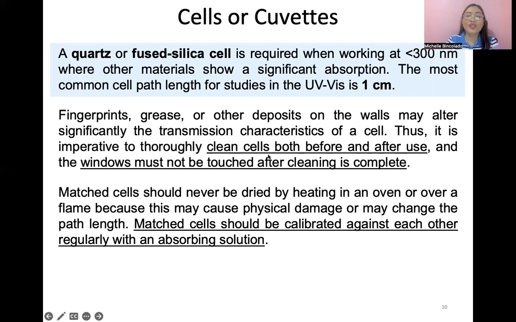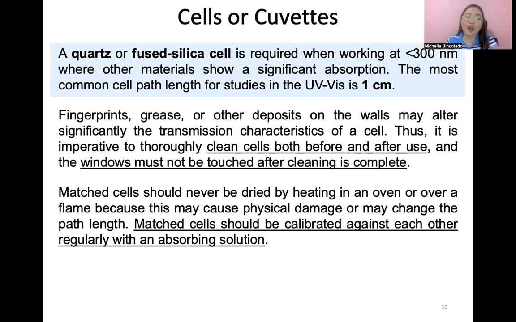Also, kailangan i-avoid natin that we introduce fingerprints, grease, or other deposits on the walls because they may alter significantly the transmission properties of a cell. Thus, it is imperative to thoroughly clean cells before and after use, and windows must not be touched. So kailangan guys, iwasan natin i-touch yung transparent windows kung saan dun dadaan yung light. So we have to avoid touching that.